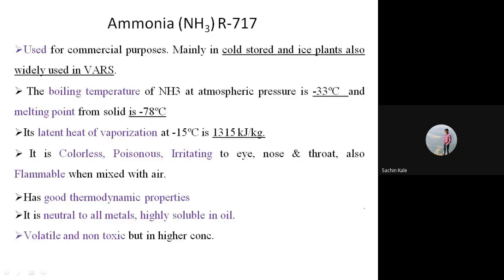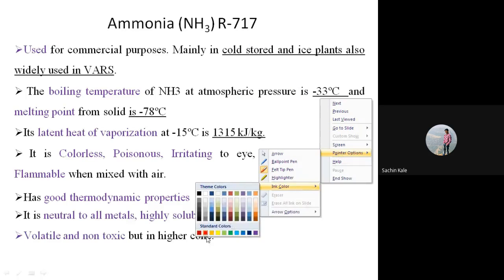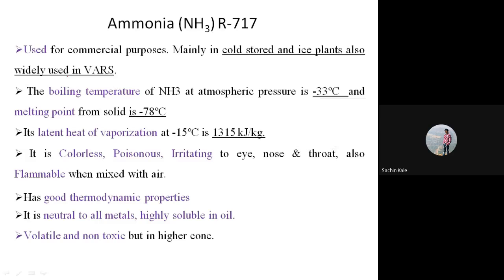Whatever ammonia is there, that is most commonly used for cold storages, and it will be used in the ice manufacturing industry, as well as in vapor absorption refrigeration systems. So boiling point temperature is minus 33 degrees centigrade. Melting point is minus 78 degrees centigrade at atmospheric pressure.